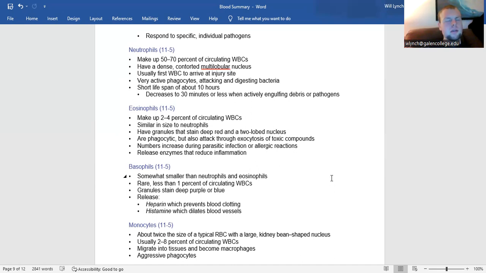They are also going to be prevalent in allergic reactions. They are going to secrete a large amount of heparin and histamine. Heparin is going to prevent blood clotting. Histamine is going to dilate blood vessels and promote inflammation.